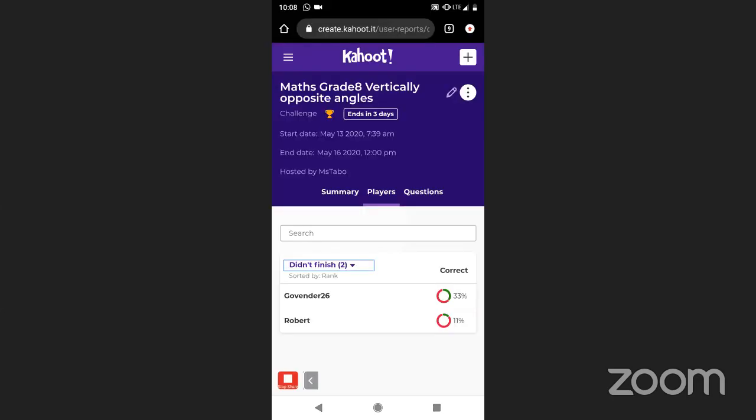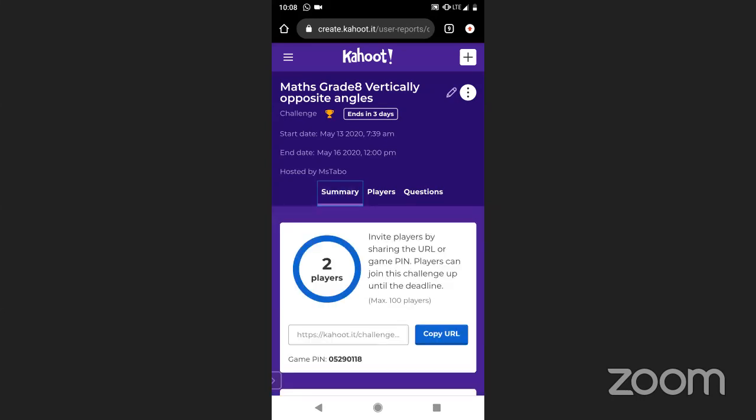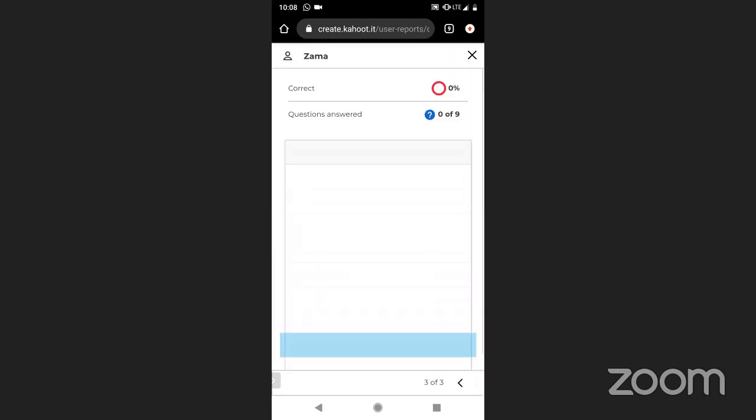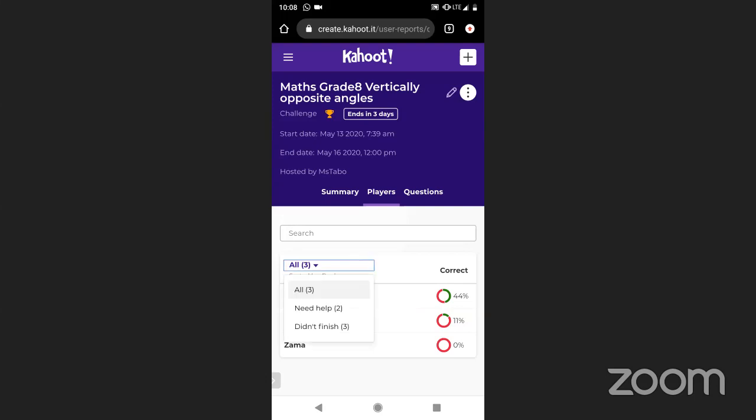Okay, guys, Gavenda and Robert didn't finish. That's why they got 33%. Guys, can you please finish up? Only 2 players now. Guys, can you please enter? We also have Zama. Zama, what's happening? Zama also didn't finish. Zama, can you please go and finish the game?